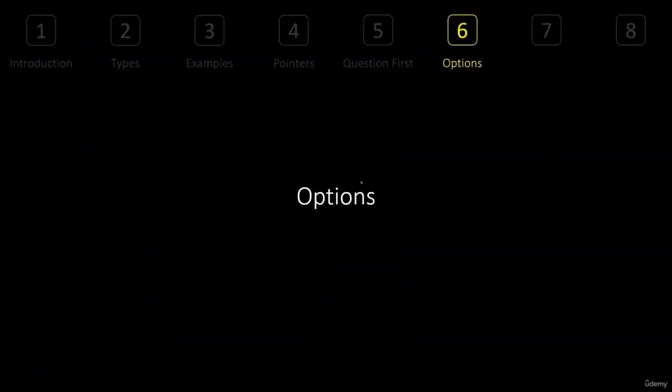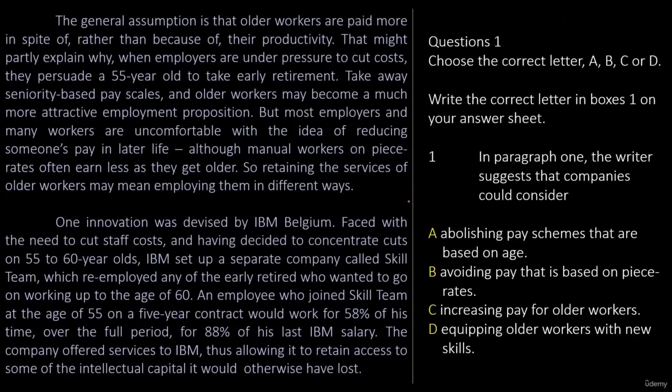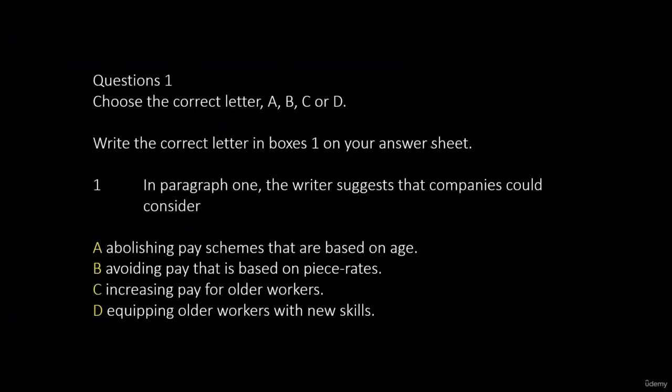Next one is options. So first we already saw questions. Then we move to the passage. What about the options? We didn't look anything about options. Options, please never read them first. Never read the options first. Look here. Let me just remove other things and look at the question very carefully. We have a question here, right? And we have options here.